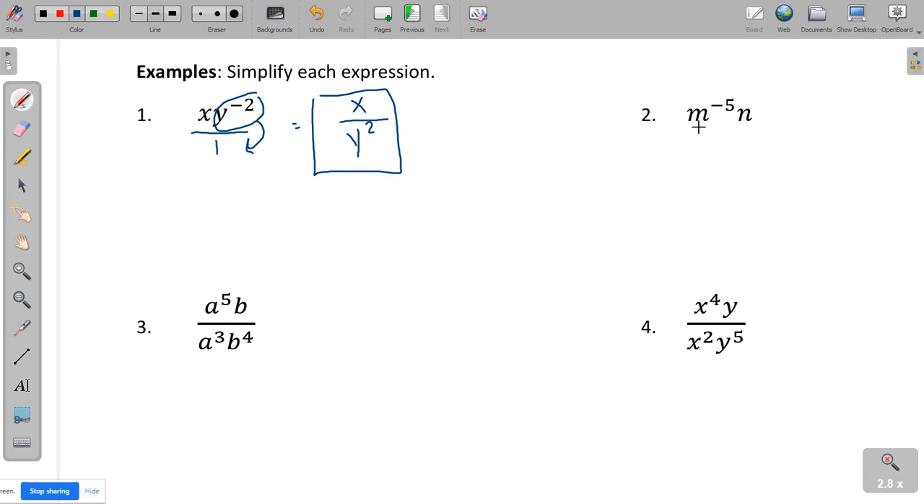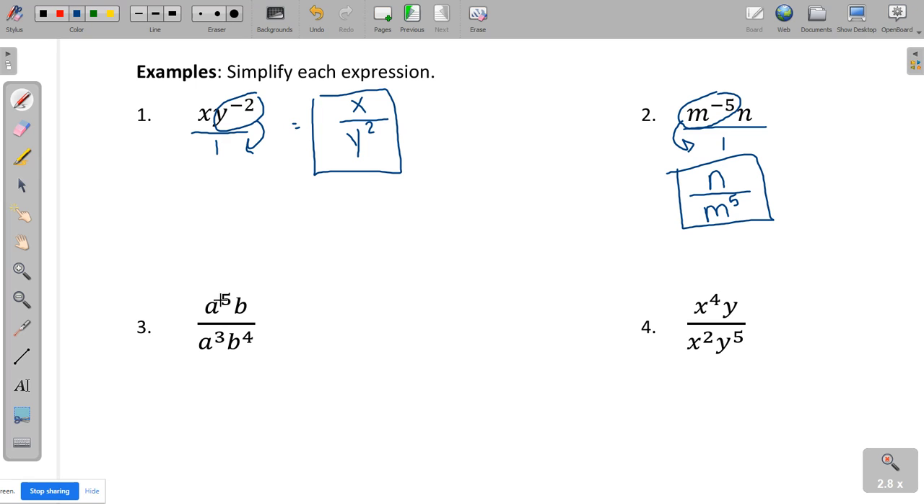So number 2, we have m to the negative 5th n. Let's turn this into a fraction. Circle the only thing that's negative, and that's what you're bringing down. So n stays put, m to the negative 5 gets brought down to the bottom, but the exponent changed to a positive 5. And then we're simplified.